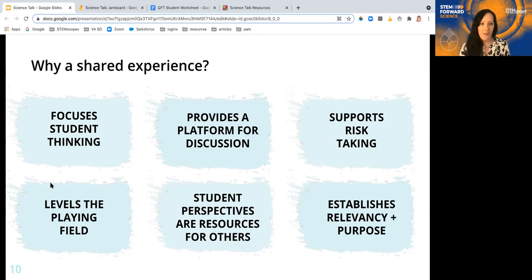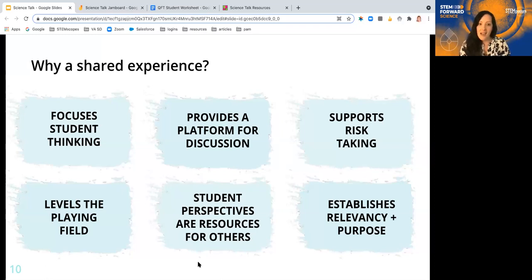So we just pulled together 6 major reasons why a shared experience is so valuable for your students. The first is that a shared experience can really focus your students' thinking. If you have to cover standards or a certain topic, you can make sure we're honing in on the big idea that we need them to be able to discuss and understand.